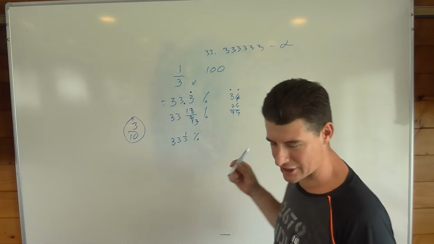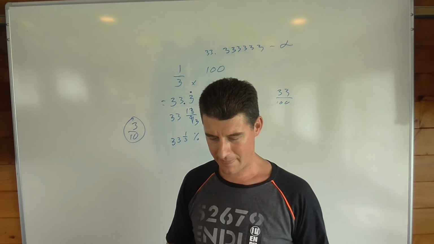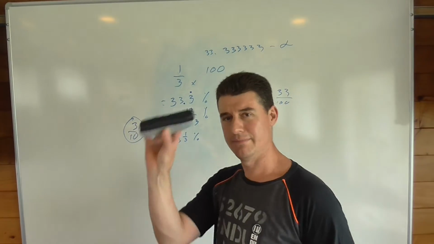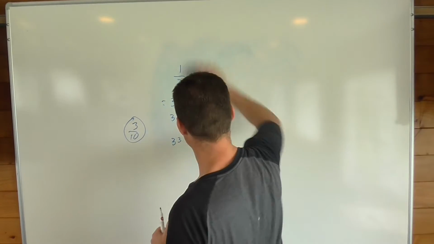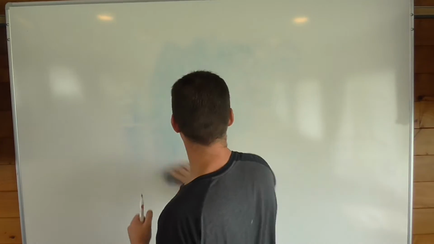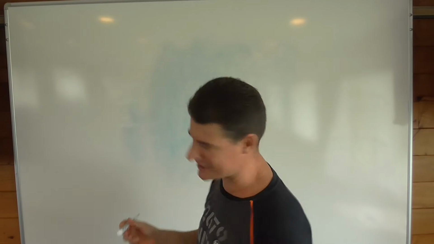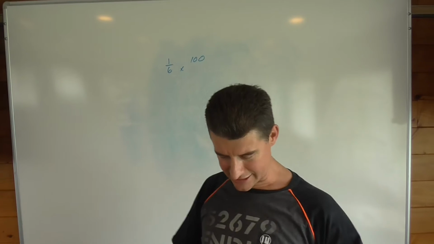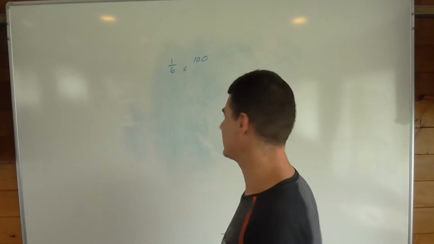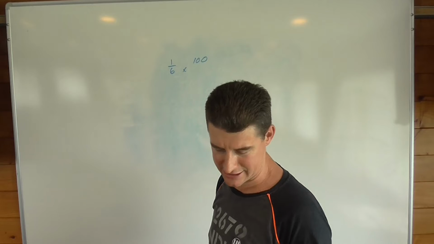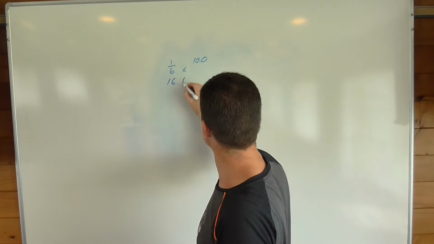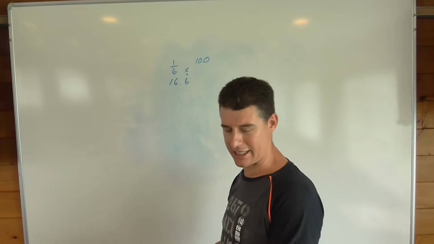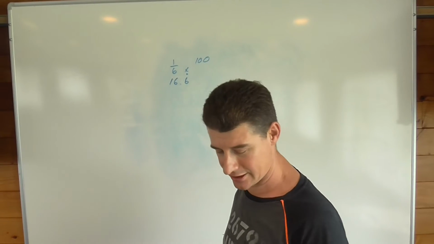Okay, so that is just something that you need to look at. Let's look at the next example quickly. Then it says convert 1/6 into a percentage. So it's 1 times 100 divided by 6. That'll be 16.6 recurring.